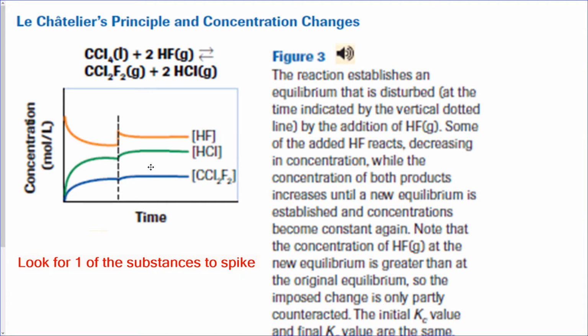So the first one is when we increase the concentration of our reactants. The opposite is also true. If you want to identify this, you'll see a sharp spike in one of them, which slowly goes down, and then a slow rise for your products.